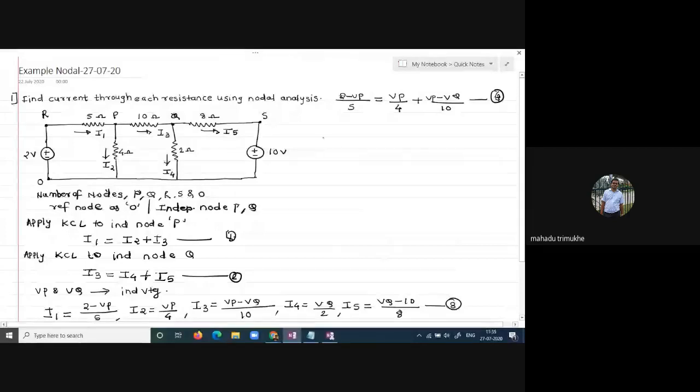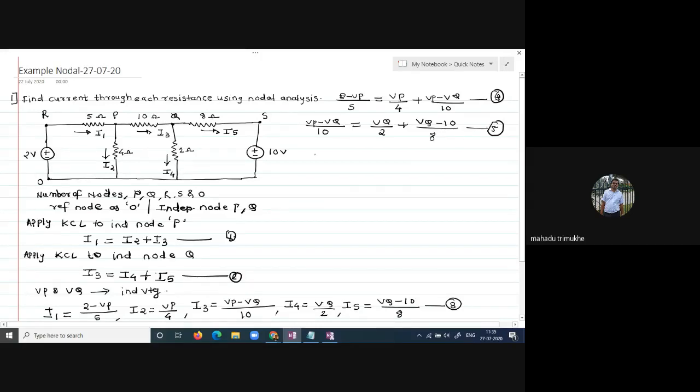Similarly in equation number 2, the I3 value is (Vp minus Vq) divided by 10, which is equal to Vq by 2, that is I4, plus I5, which is (Vq minus 10) divided by 8. That is equation number 5.